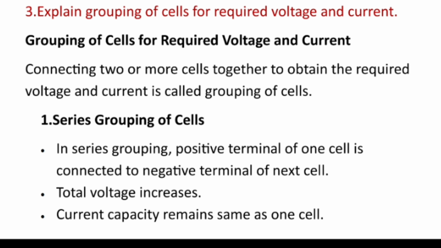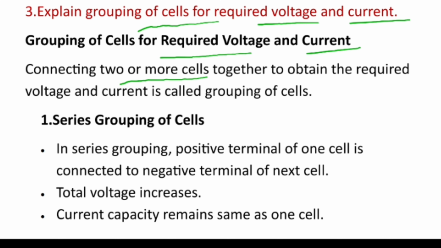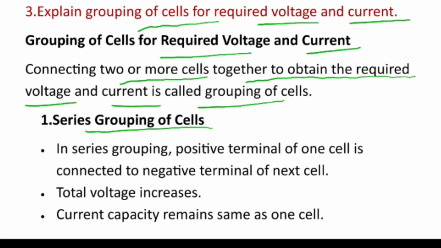Next, explain grouping of cells for a required voltage and current. First we should know what is meant by grouping. Grouping is connecting two or more cells together to obtain the required voltage and current. In this grouping there are two types. One is series grouping of cells. In series grouping, the positive terminal of one cell is connected to the negative terminal of the next cell.